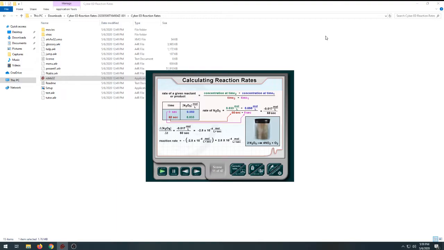Many reaction rates are given in moles per liter second, but slower reactions may be given in terms of minutes, hours, or even days. To normalize the reaction, divide 2.8 times 10 to the negative fourth moles per liter second by the stoichiometric coefficient of dinitrogen pentoxide, which is 2. This gives an overall reaction rate of 1.4 times 10 to the negative fourth moles per liter second.